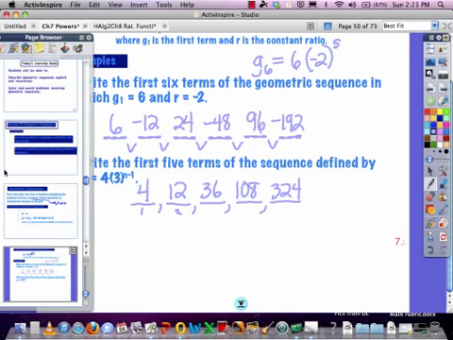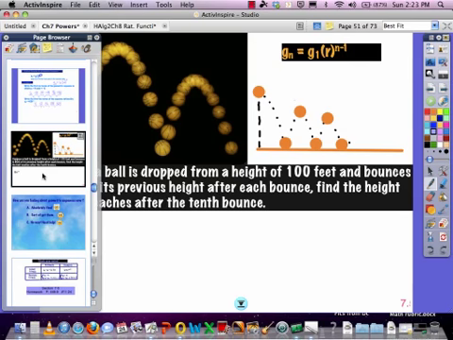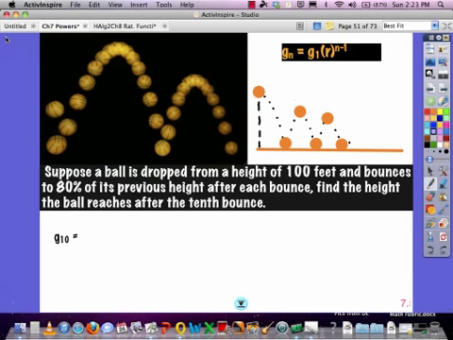Okay, from here, let's go one step further and do something that is a real world example that we may need. Let's assume we've got a big combination here. Here's our geometric explicit equation. Suppose a ball is dropped from a height of 100 feet and bounces to 80% of its previous height after each bounce. Find the height that the ball reaches after the 10th bounce.